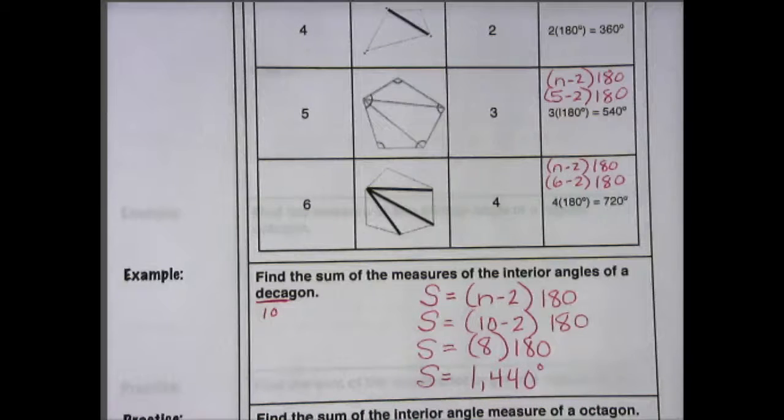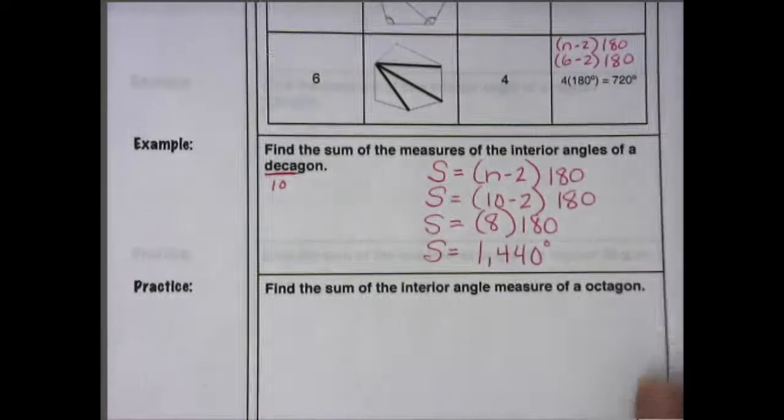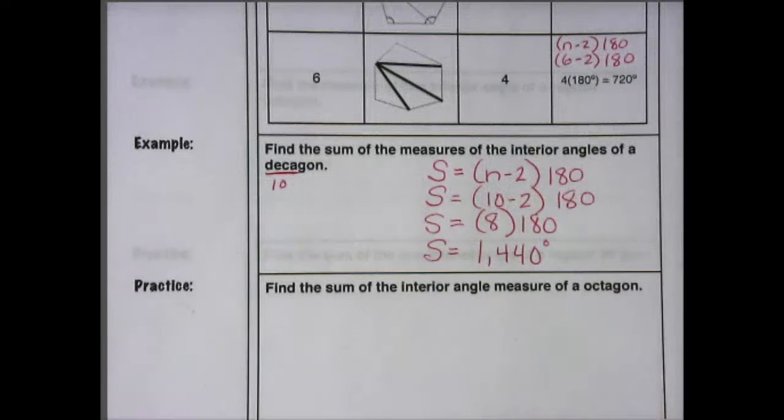degrees. Doesn't matter what the decagon looks like, doesn't matter if it's regular or not, if we add up the sum of all the angles, they're going to equal 1,440 degrees.